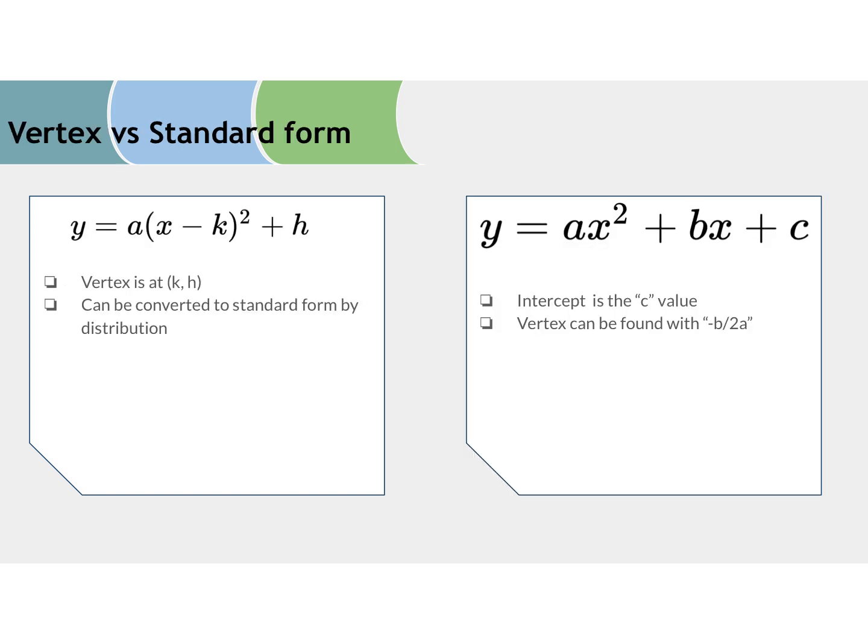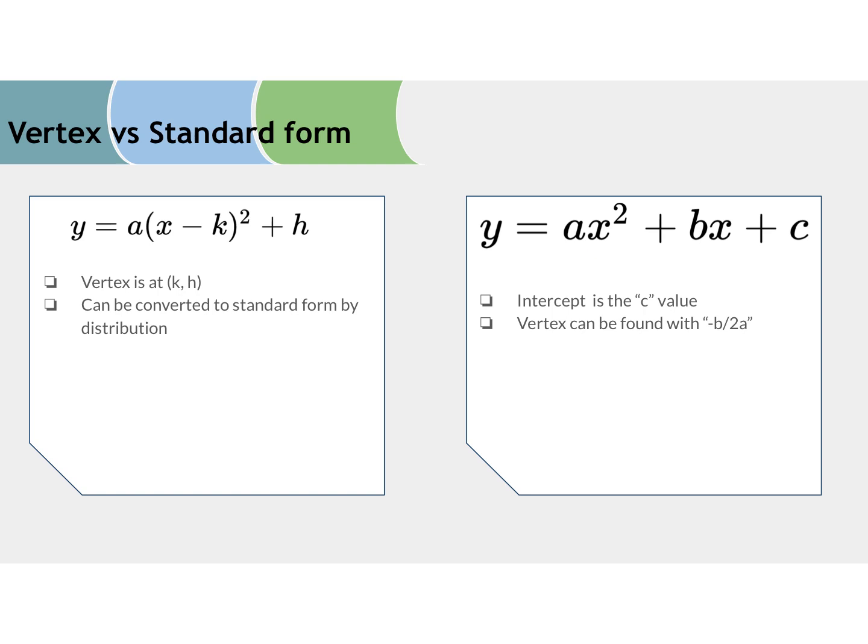And so just a recap on the difference between these. Vertex form has your vertex at h and k. It's the transformation inside and outside. It can be converted if we distribute. We're not really going to do a lot of conversion back and forth, but it is possible.